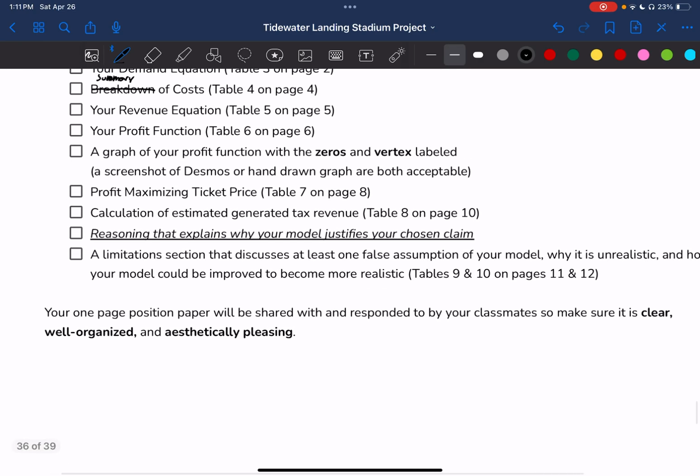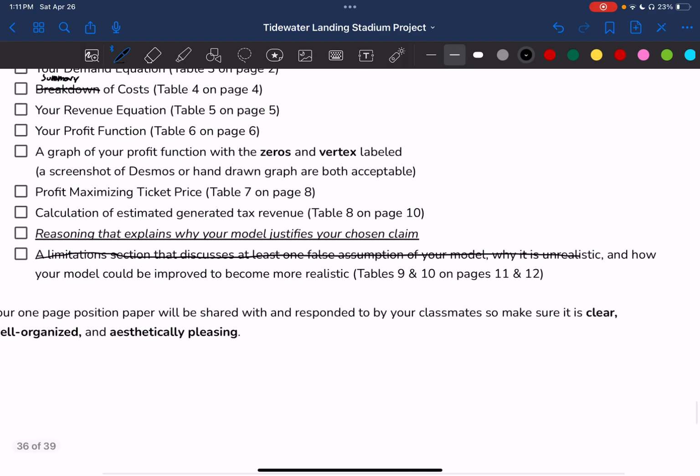And for the sake of time, we're also going to eliminate the limitation section. We'll still be talking about this, but we'll be doing it as part of the discussion on Thursday, so it does not need to be part of your submission. It does not need to be part of your position paper.